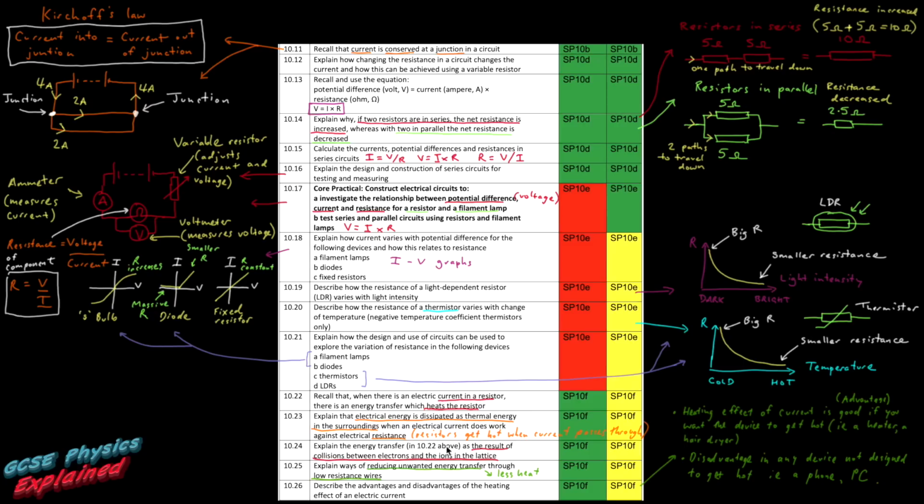Explain the energy transfer as a result of collisions between electrons and the ions in the lattice. So why is it that resistors get hot when current passes through? Well, if you think about it in terms of particles, the little electrons that make up the current that's trying to go through the wire collide into the ions that make up the wire, like the copper ions. Every time there's a little collision between the electrons and the ions, there's a little bit of friction, and the friction causes heat. So that's why the resistors heat up.